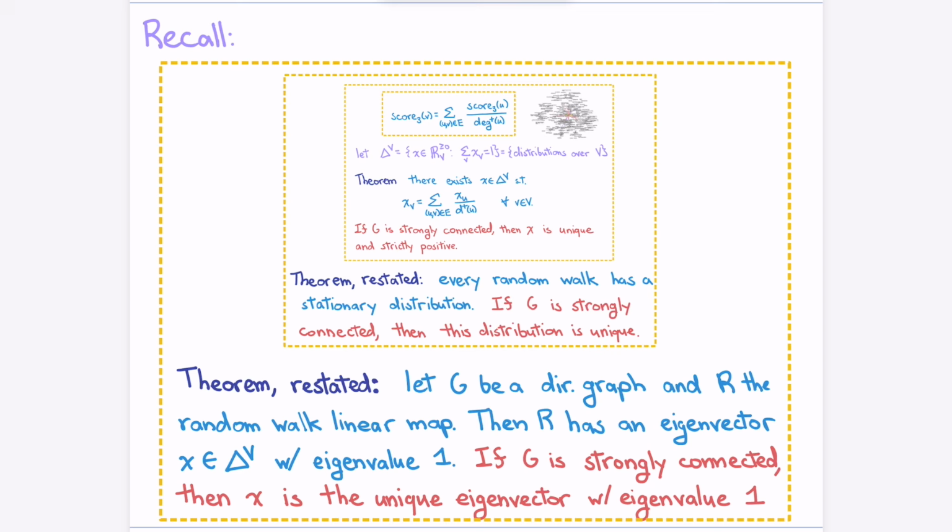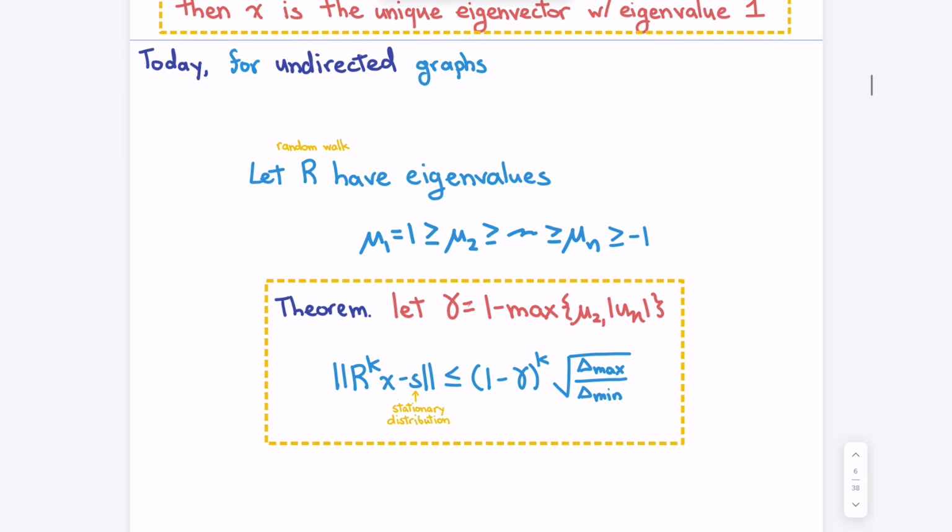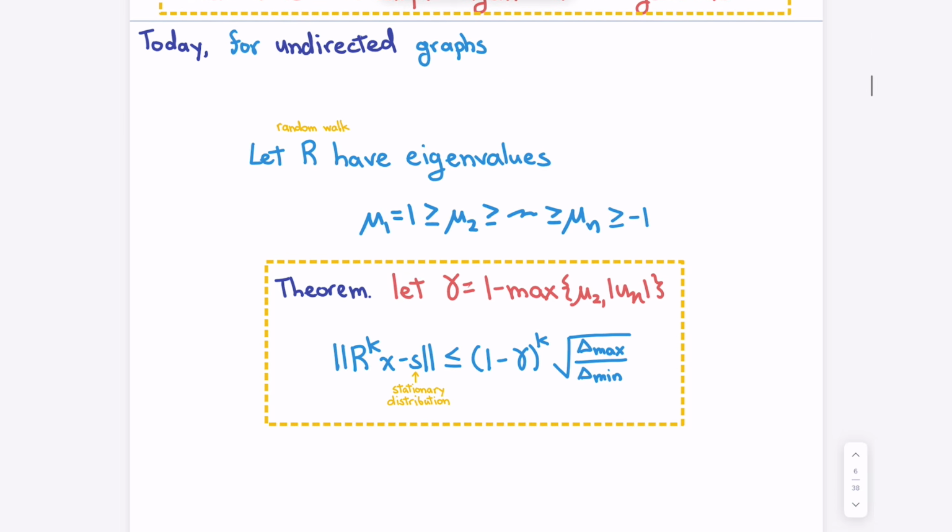We showed that any directed graph has a stationary distribution that corresponds to an eigenvector with eigenvalue 1. It's unique, all these things, if the graph is strongly connected, right? That turned out to really just be the Perron-Frobenius theorem. So today what we're going to show is the following. Maybe I should have covered it up, but oh well.